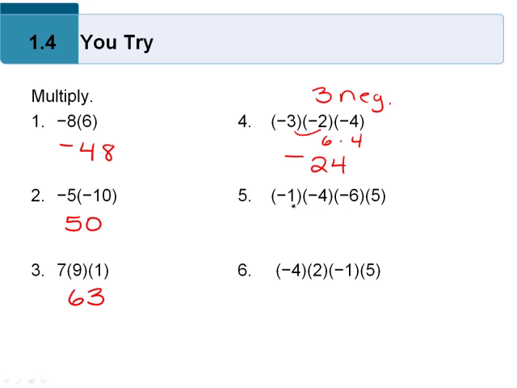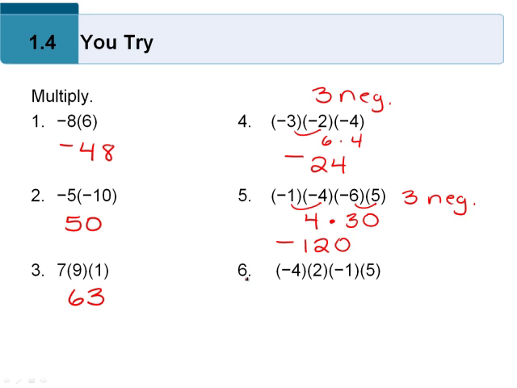Now, number 5, I have 1, 2, 3 negatives again. So I have negative 1 times negative 4 times negative 6, and times 5. Those 3 negatives are going to have a negative answer. So now I'm going to go back and do the numbers. 1 times 4 is 4, and 6 times 5 is 30. And then 4 times 30 gives me a negative 120.